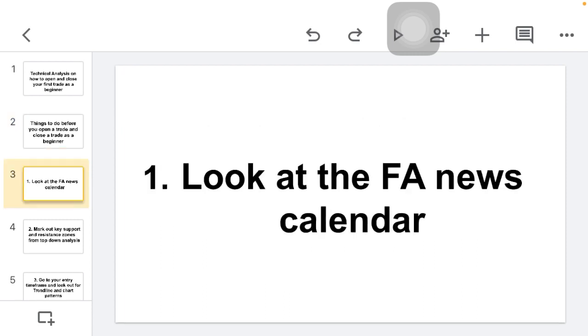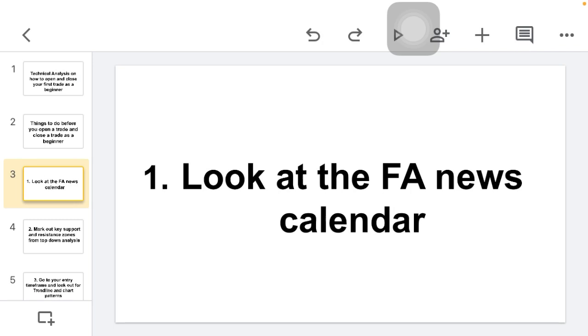Now, number one, you need to look at the FA news calendar. This is very important. You need to look at the fundamental analysis news calendar. What is this calendar talking about? This calendar is simply giving you economic updates: which news is going to be released, and what impact that news is going to have on the market.